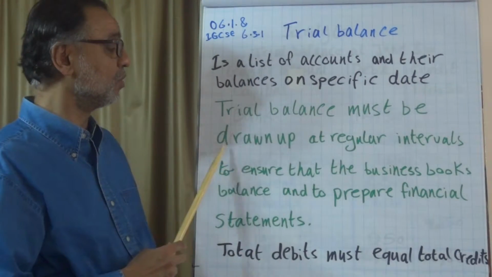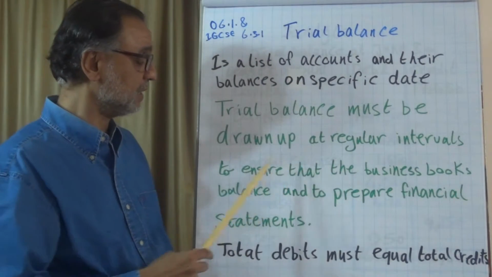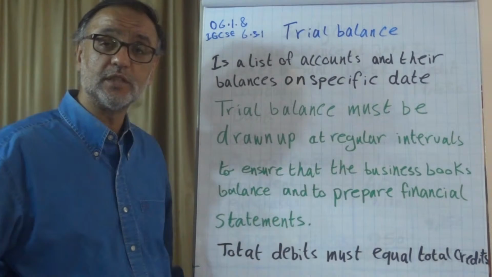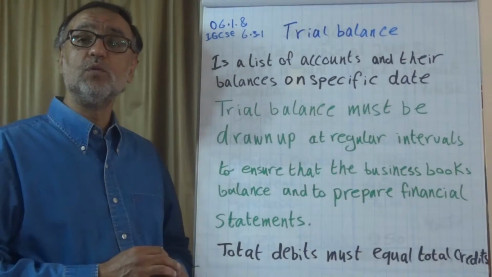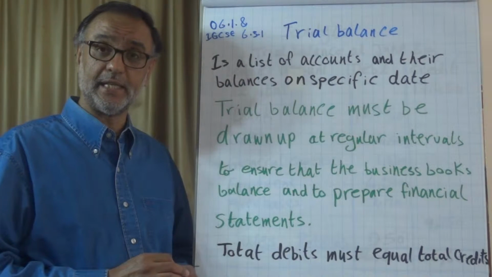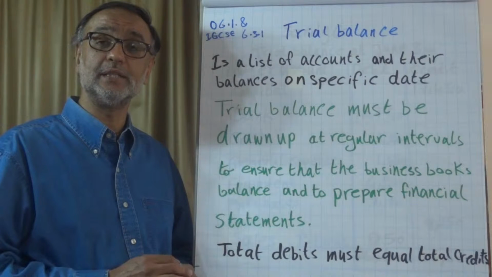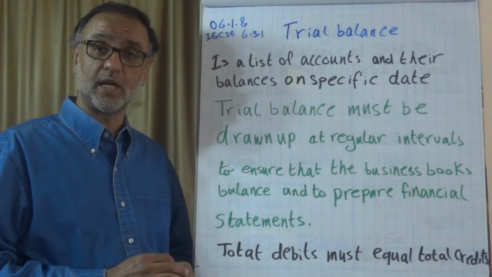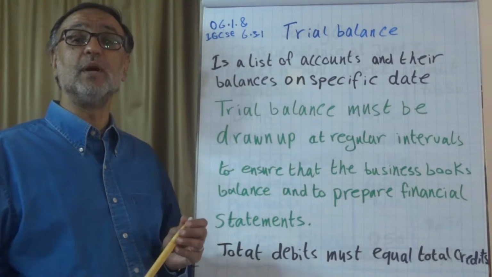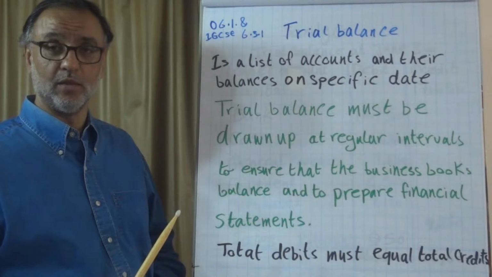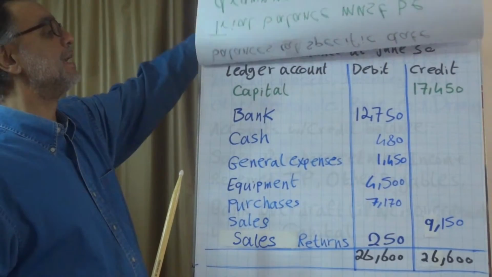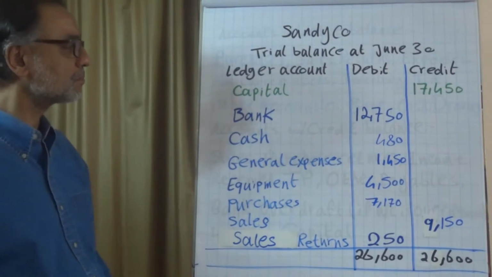A trial balance must be drawn up at regular intervals to ensure that the business books balance and to prepare the financial statements. When we do the trial balance, its debit side should equal its credit side, and since it's a list of all balances, this means that all ledger accounts are balanced. This is the indicator for us, but you will see that there might be some mistakes hidden, although the trial balance is balanced.